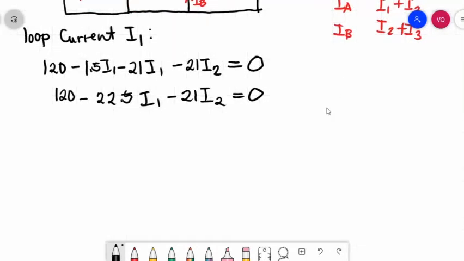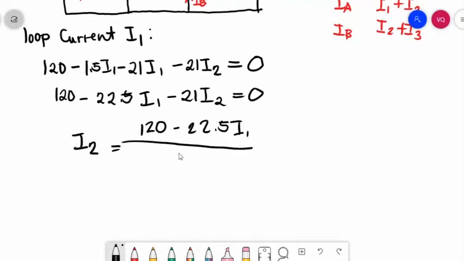So, we will get the equation of I2. I2 is equal to 120 minus 22.5 I1 divided by 21. So, this will be equation 1. Loop current I2.